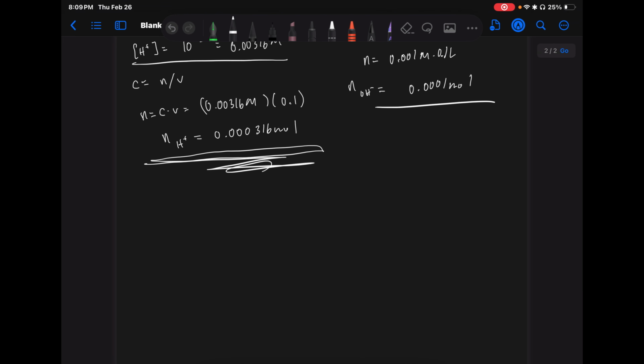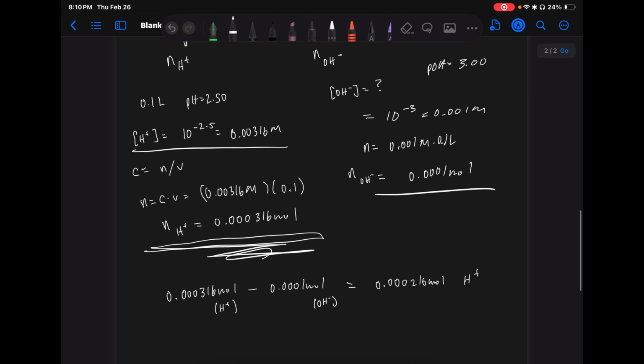So from this we already know that the solution will be acidic because we have more H plus ions. But anyways, we'll just write it out. 0.000316 moles minus 0.0001 moles. So this is H plus minus OH minus. We should get 0.000216 moles, but maybe I should write all this in scientific notation. That's the moles of H plus.